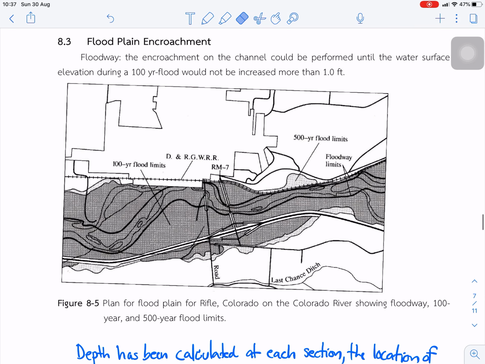Next section, X.3 floodplain encroachment. So the floodway is the encroachment on the channel that could be performed until the water surface elevation during the 100-year flood would not be increased more than 1 foot. That is the definition of the encroachment of the floodway.